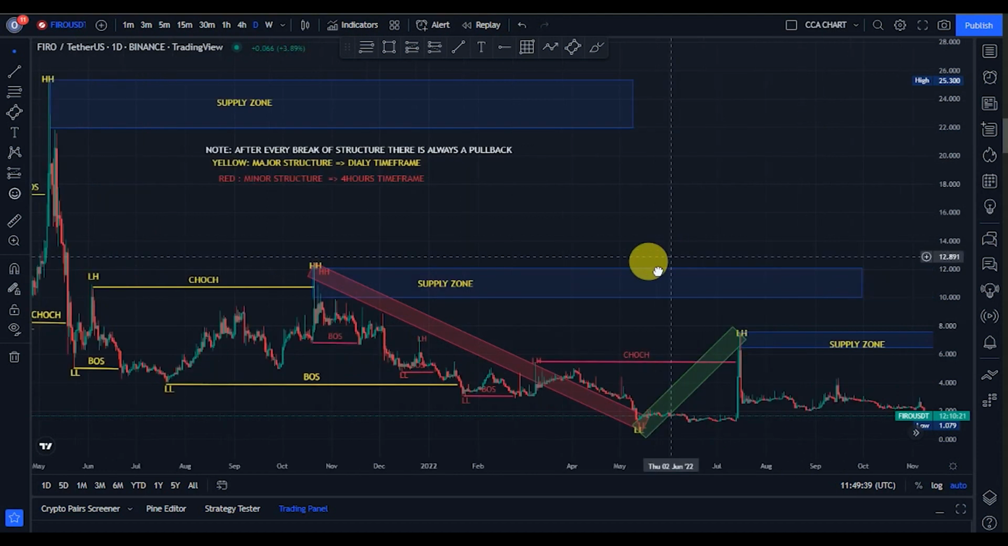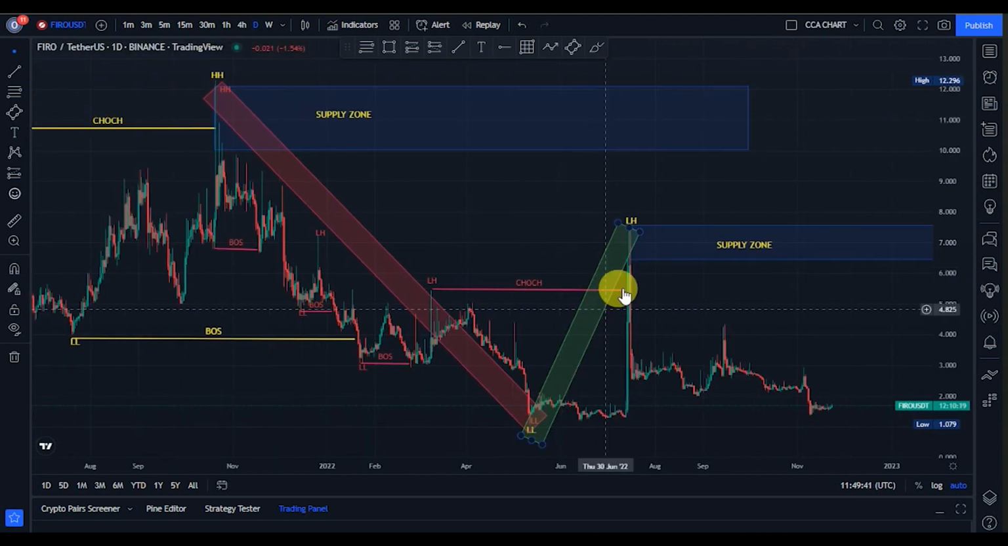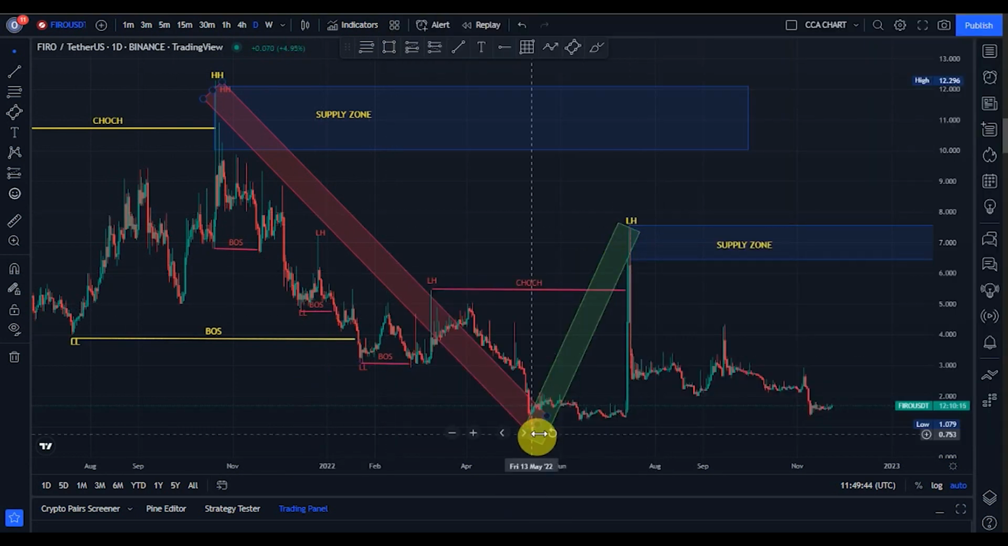So guys, what's our current position on the Firo USDT price chart? On our major structure, we just saw price break structure to the downside. We expected the pullback. Sure, we've gotten a pullback. Now, price is in between this lower low and this lower high. Let's move to our 4 hours time frame.